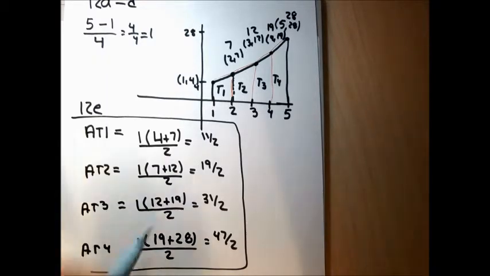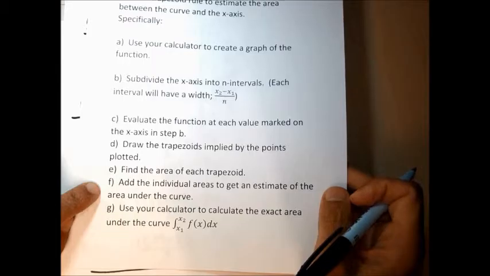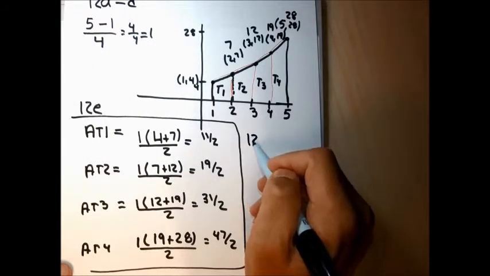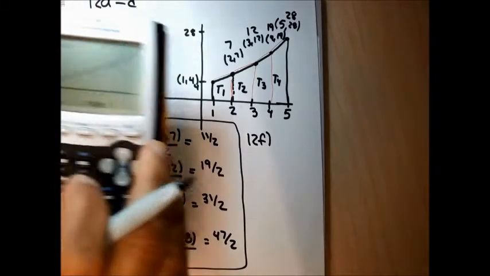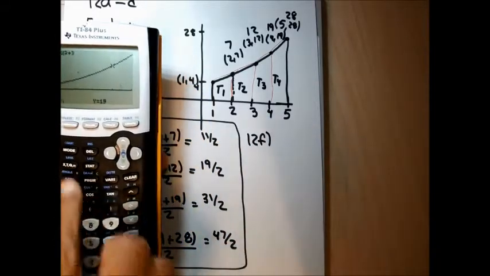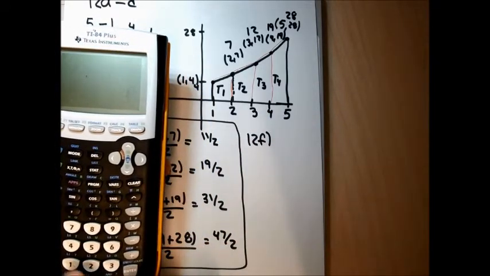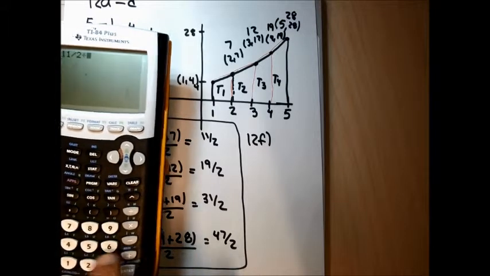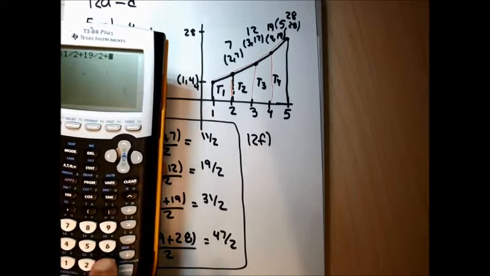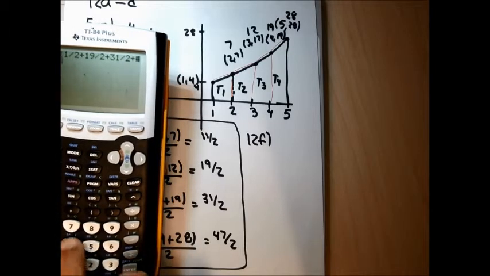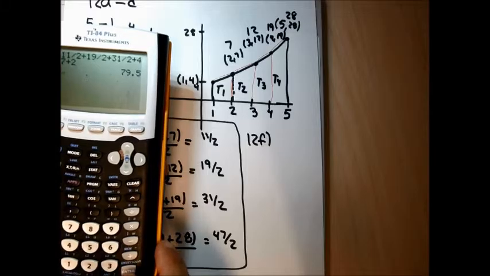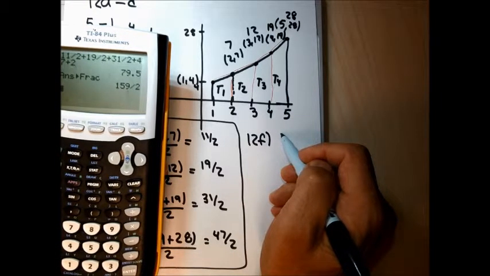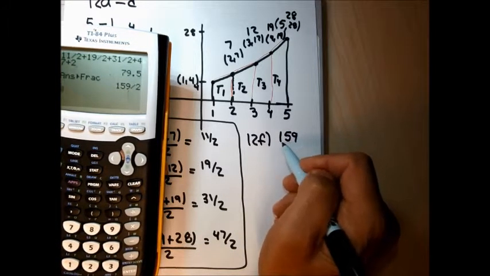And part F is to add the individual areas together to get an estimate of the area under the curve. And for 12F, I'm going to do that all in my calculator and just write a number down. So I'm going to go to the main screen of my calculator and add those numbers. So second quit, I'm going to go 11 divided by 2 plus 19 divided by 2 plus 31 divided by 2 plus 47 divided by 2. And I get 79.5. I'm going to math, enter that, and write 159 over 2.